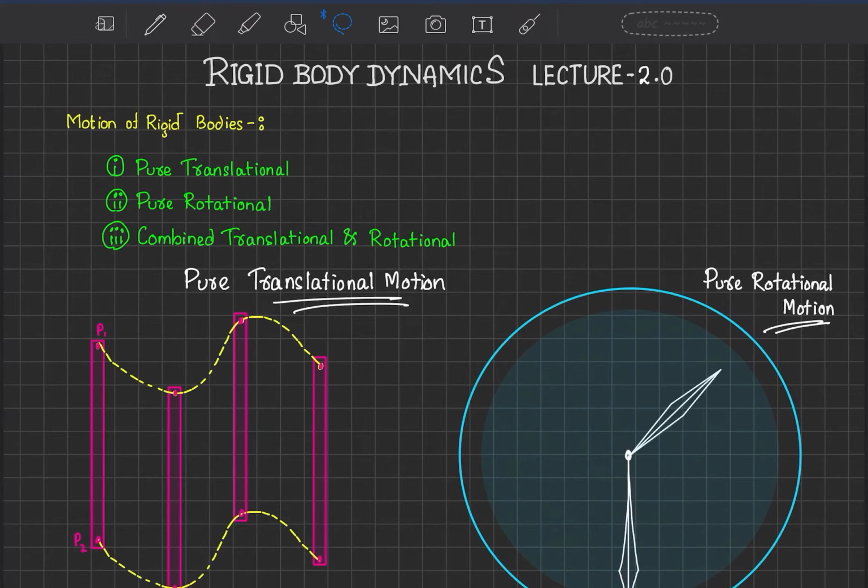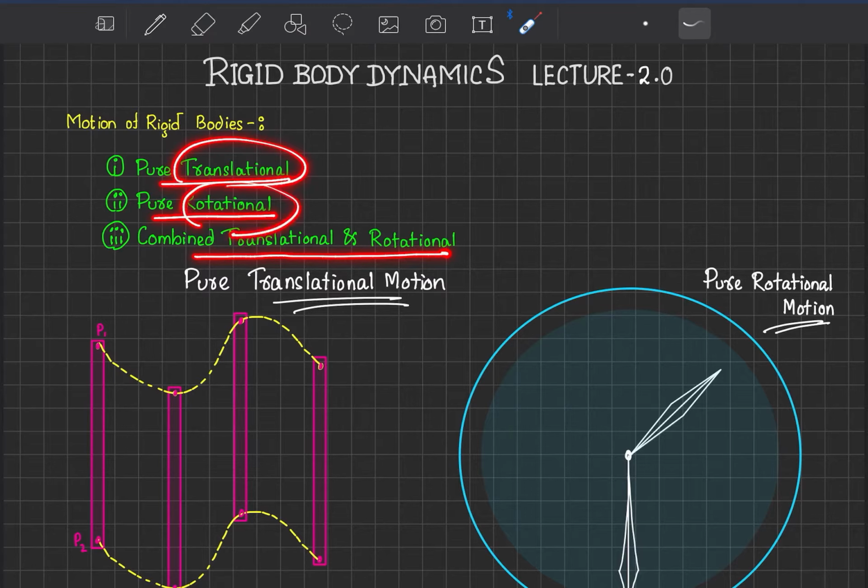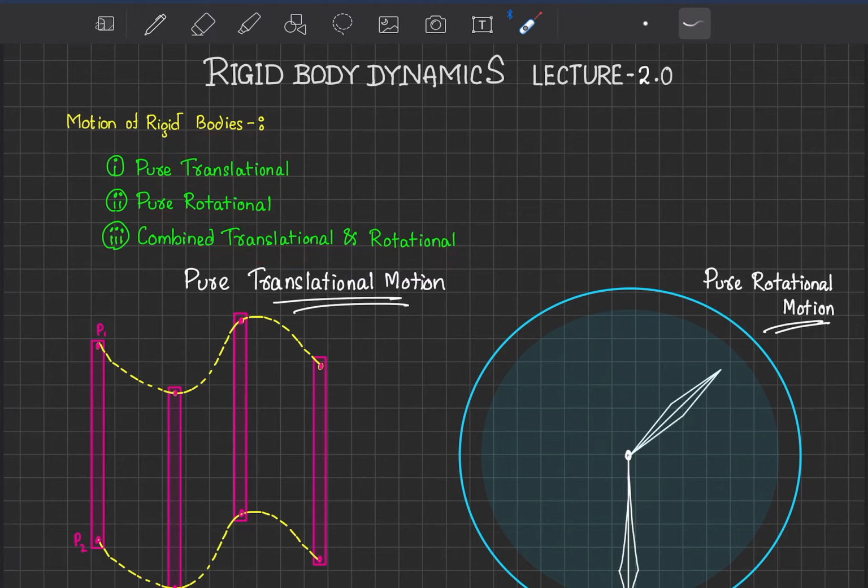Hello guys, this is Rigid Body Dynamics lecture 2 and here we will be starting with motion that rigid bodies can undergo. So first of all, a rigid body can undergo pure translatory motion or pure rotational motion or combined translational and rotational motion. Now the question arises, what are these actually? So let's talk about it one by one.